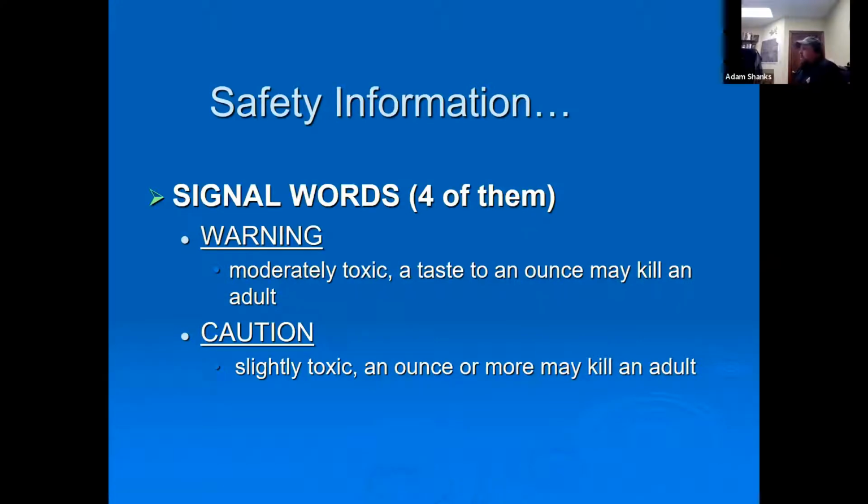And then the last of the four is warning, moderately toxic, a taste to an ounce may kill an adult, and then caution, so slightly toxic, an ounce or more. So all are still very dangerous. You don't want to be careless and uncautious when handling these products. It just gives you a quick glance that, man, we really need to be cautious with this one, or we just need to be careful with this one.